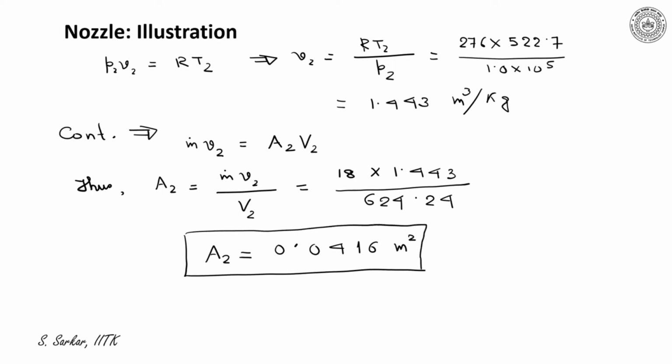Now I'll go to the second part, evaluating the area of the throat of the nozzle. So I'll now solve part 2, that is the throat area AT. Here, to evaluate the throat area, I have considered that the losses occur in the divergent part only.